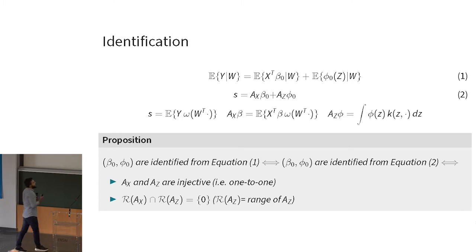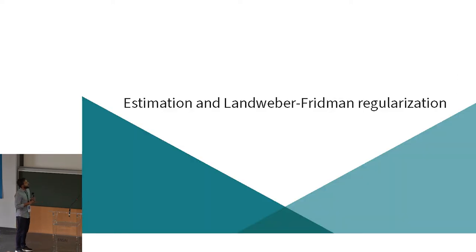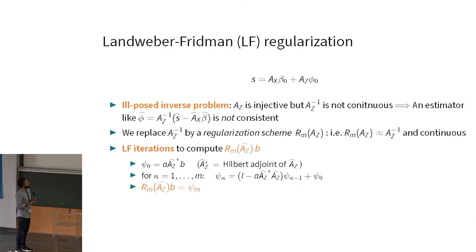So let me introduce now the Landweber-Fridman regularization. We have an integral equation essentially, and we have an inverse problem because Az is a compact operator. In particular, Az is injective, in the sense that the inverse of Az exists and is well defined, but the problem is that it's not continuous.